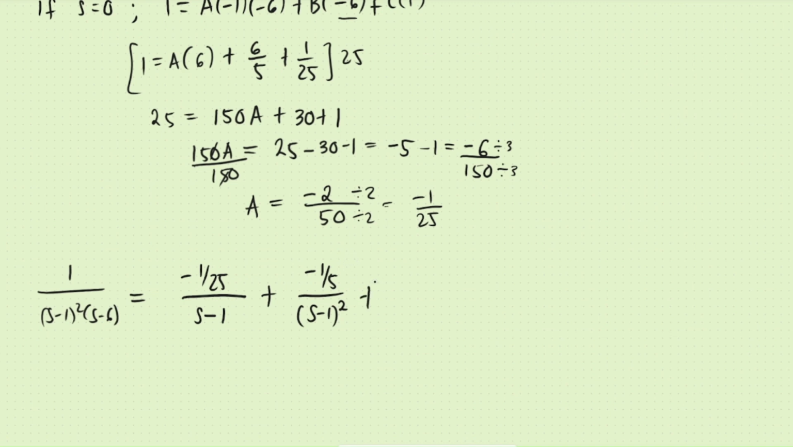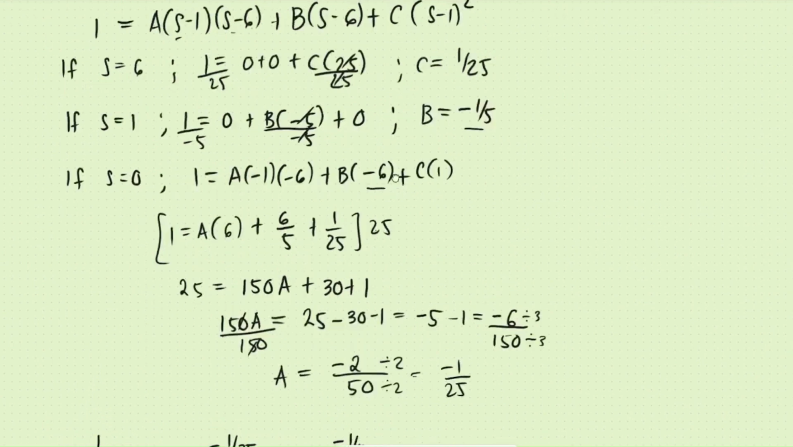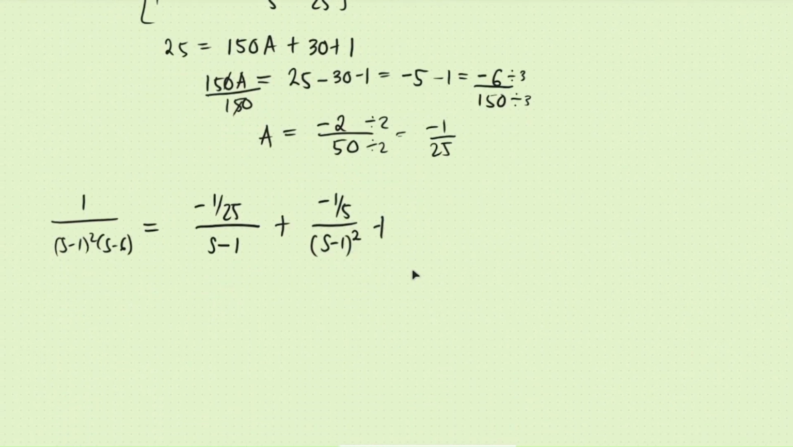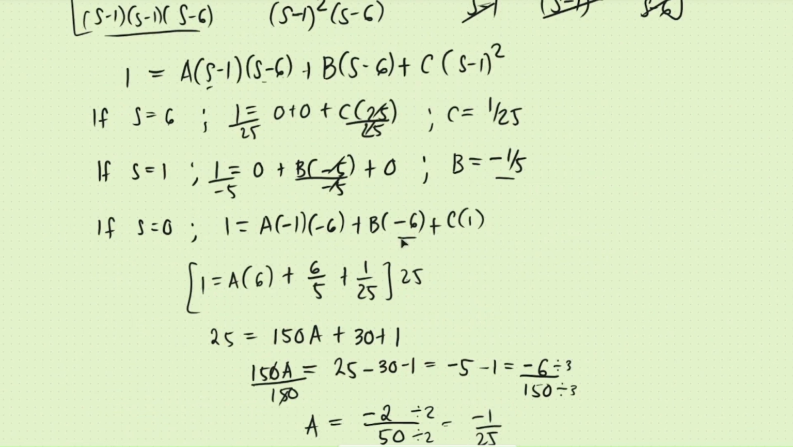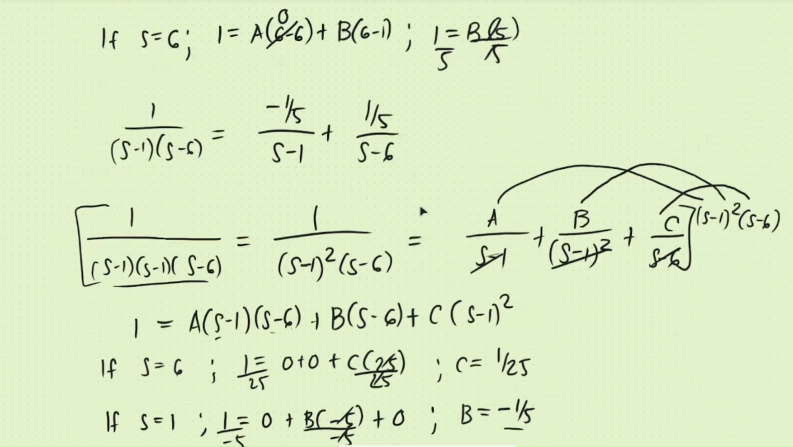Plus c. Our c is 1 over 25, and that's just s minus 6. So now we have a partial fraction decomposition of this one, and we can now easily get our inverse Laplace once we get this partial fraction decomposition.